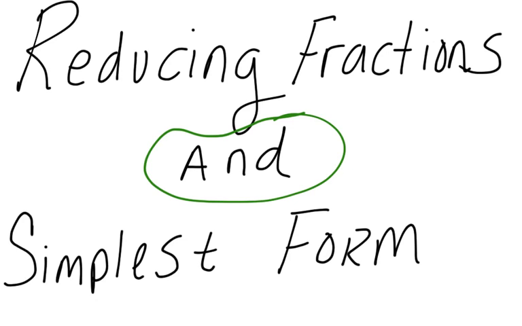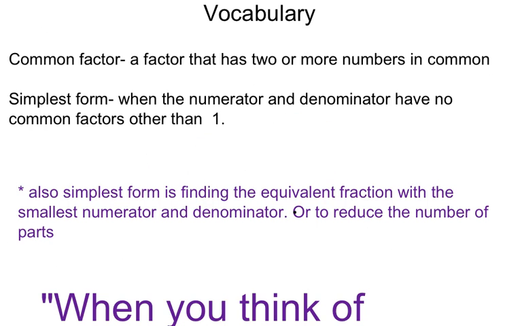Alright, so let's talk about reducing fractions and simplest form. Both of these are interrelated to each other, and that means that we can almost flip-flop the way that we want to use both of those terms. Now, our vocabulary with this is a common factor. A common factor is a factor that two or more numbers have in common.